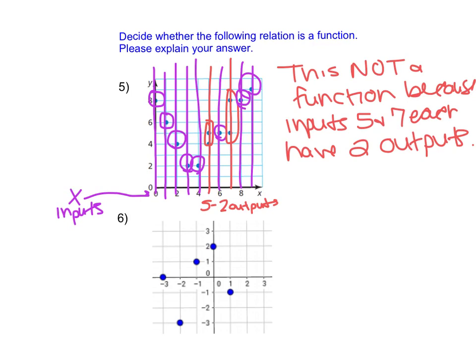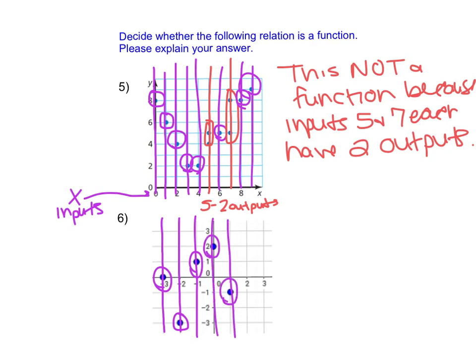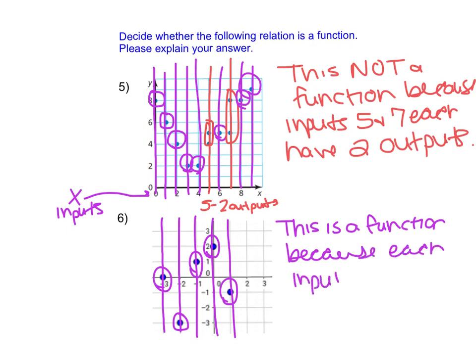Now if we look at the next example, input of -3, 1 output. Input of -2, 1 output. Input of -1, 1 output. Input of 0, 1 output. Input of 1, 1 output. So we can see that each input has exactly 1 output. We would say this is a function because each input has exactly 1 output.